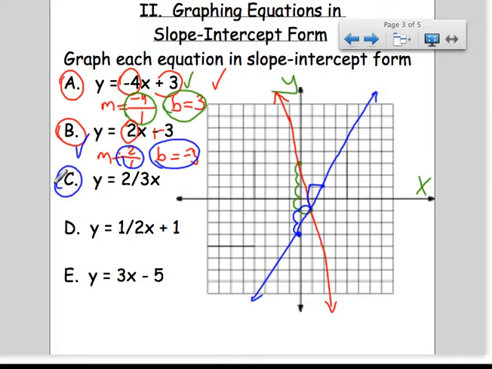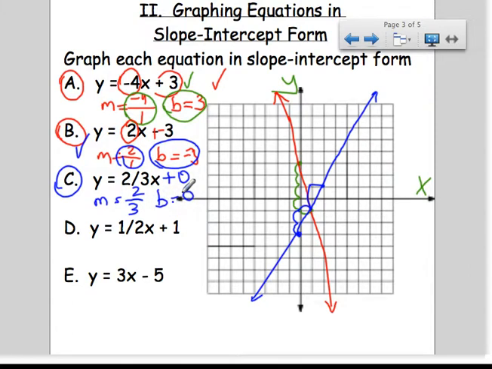Last one I'm going to do before I ask you to do D and E as guided practice. I see y equals 2/3 x. This is one of those where you don't see the y-intercept. So I know what the slope is. It's 2 over 3. But I can't see what the y-intercept is. So it's really a secret plus 0. And so my y-intercept here is 0. And now I'm ready to graph it.